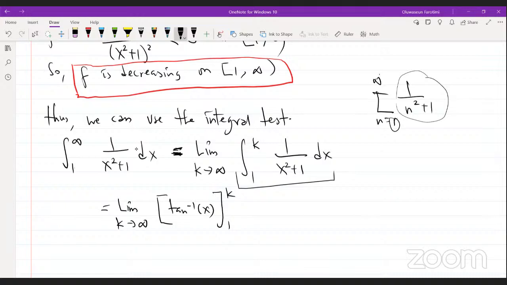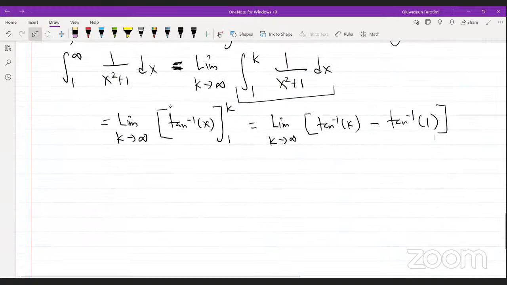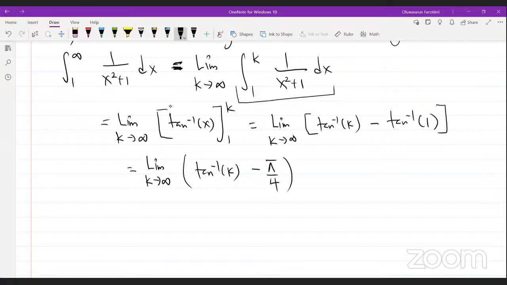I can just rewrite this as the limit as k goes large. This is going to be the tan inverse of k minus the tan inverse of 1. Remember how we do the top minus the bottom. So this is the limit as k goes large of the tan inverse of k. What is the tan inverse of 1? That's pi over 4. That's 45 degrees, and that's exactly pi over 4.